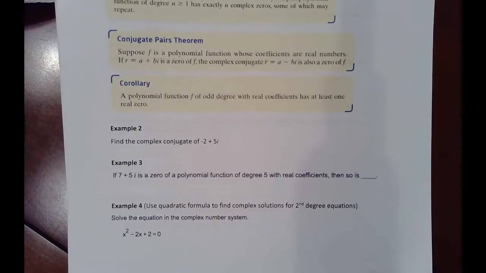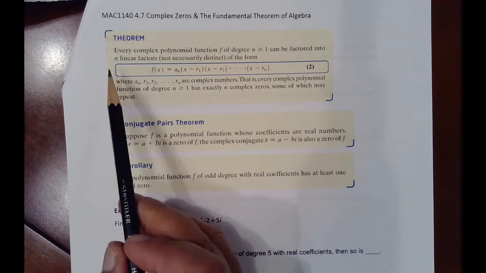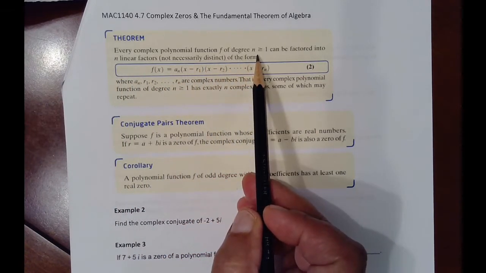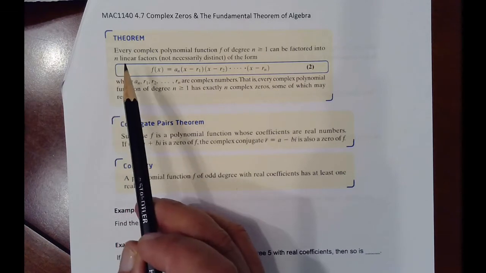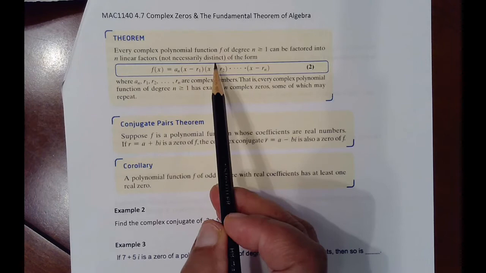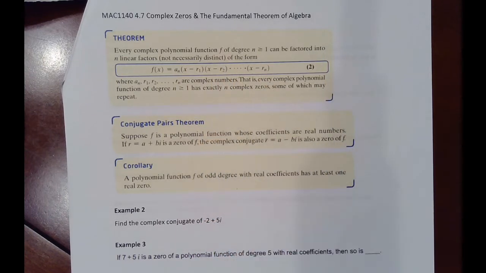Another theorem regarding complex polynomial functions: every complex polynomial function of degree n greater than 1 can be factored into n linear factors, not necessarily distinct. So there could be some factors that repeat.